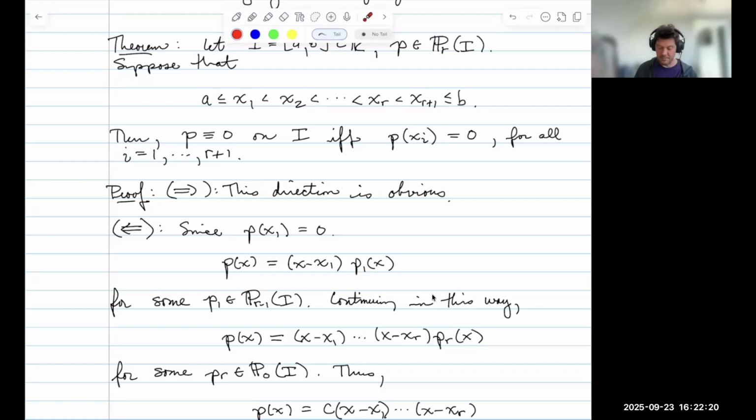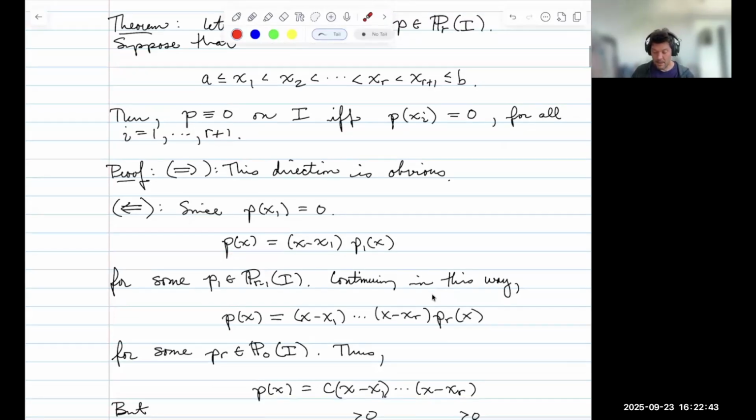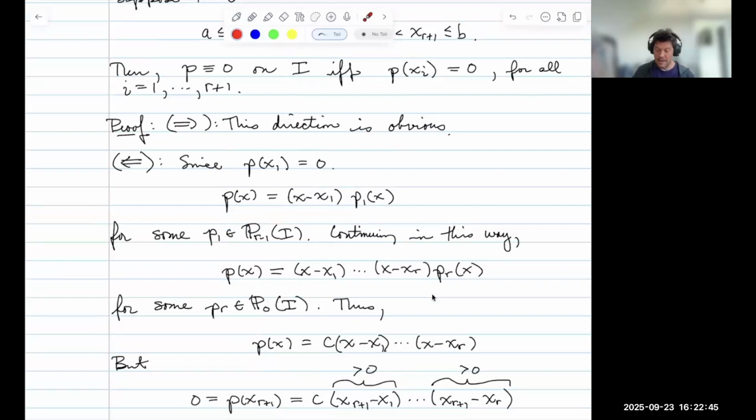But what is P1(x)? P1(x) is another polynomial. There's no way it could be anything other than a polynomial. So P1 has to be a polynomial of degree at most r minus 1. It can't be a polynomial of degree greater or equal to r, because that would contradict our assumption about the degree of P.